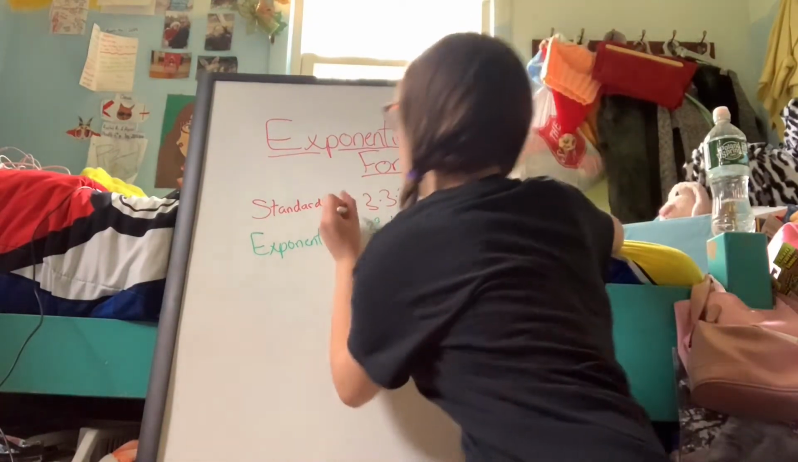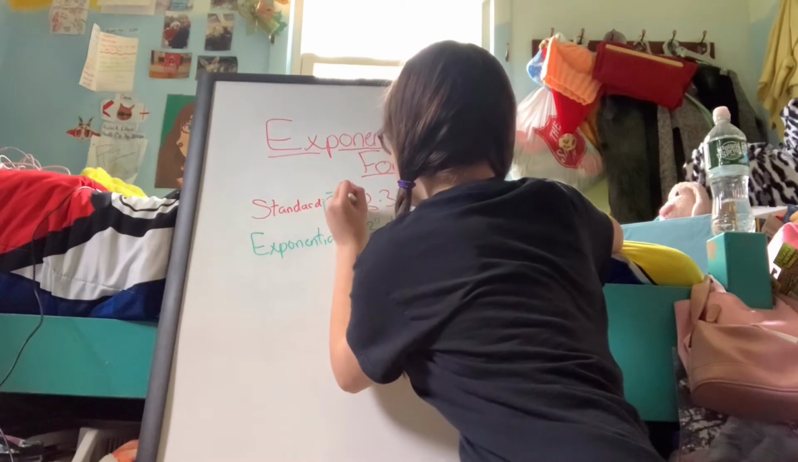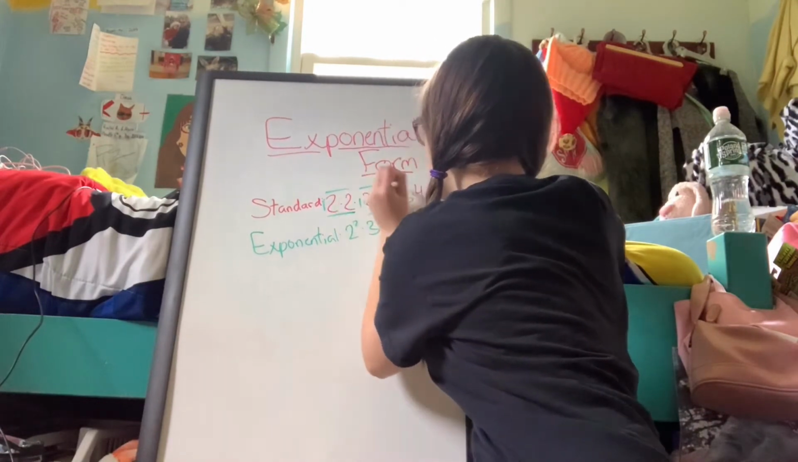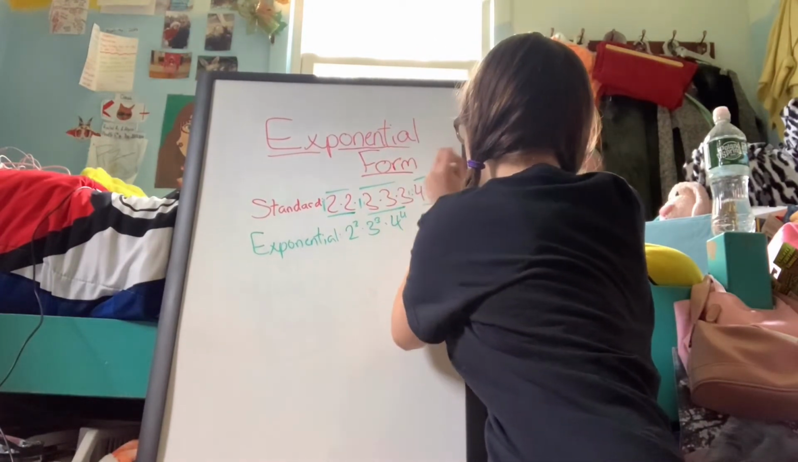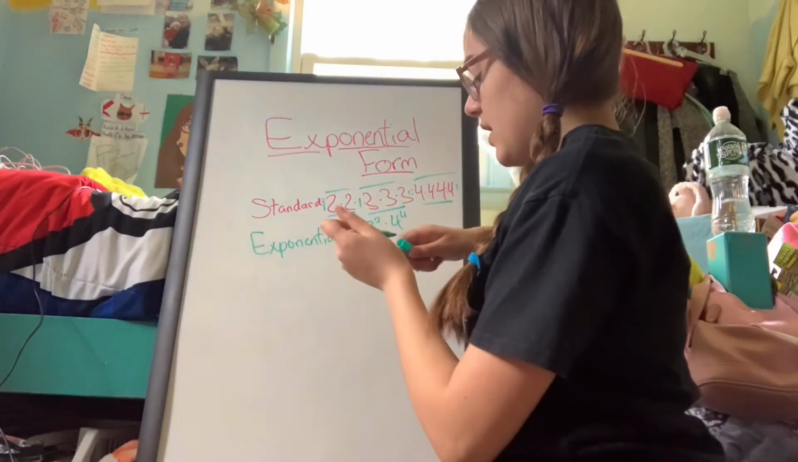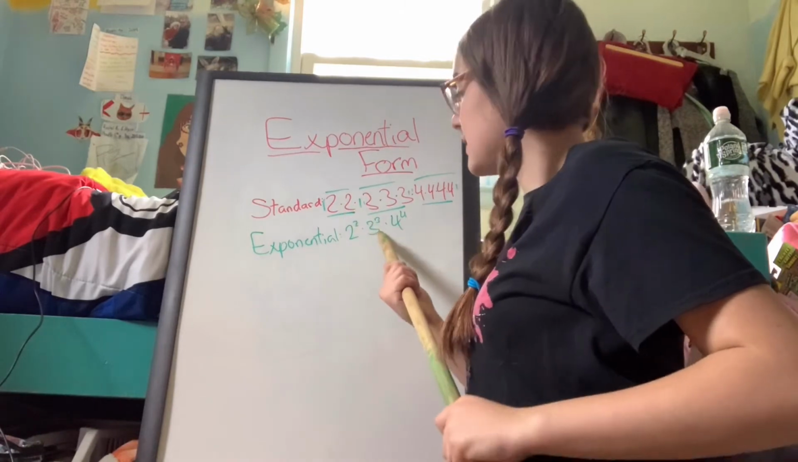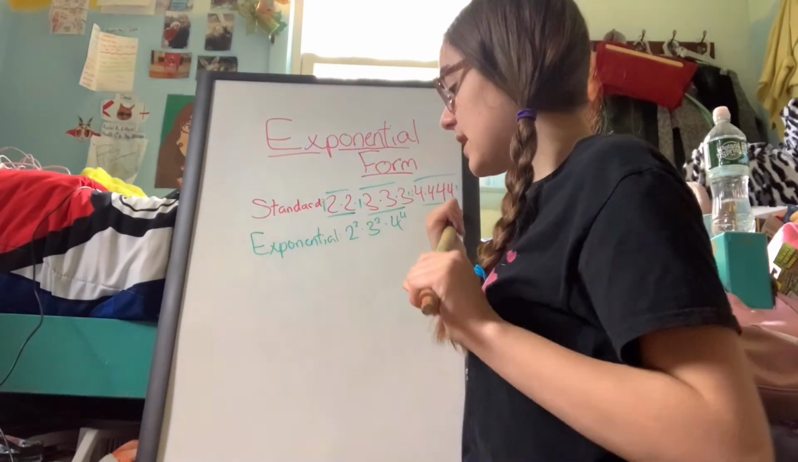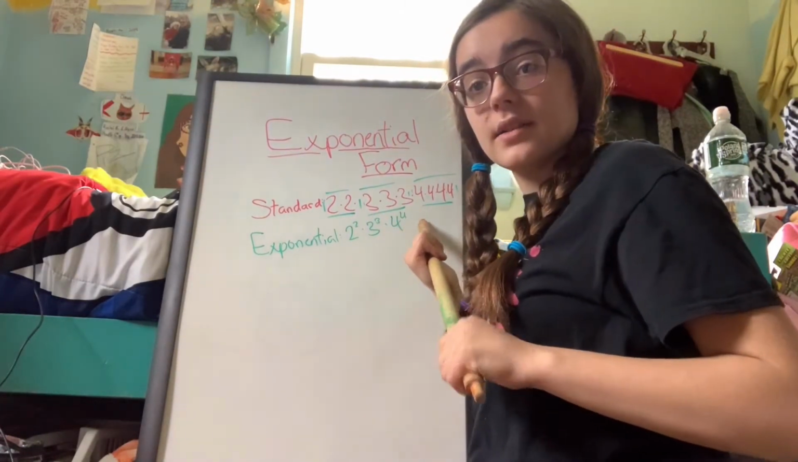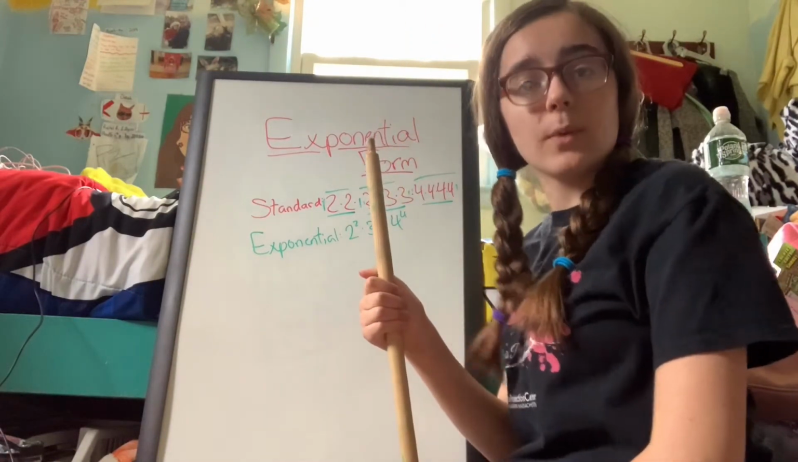So we can group these into exponents and make it only 3 terms. The 2 2's become 2 squared, the 3 3's become 3 cubed, and the 4 4's become 4 to the 4. And that's how exponential form works.